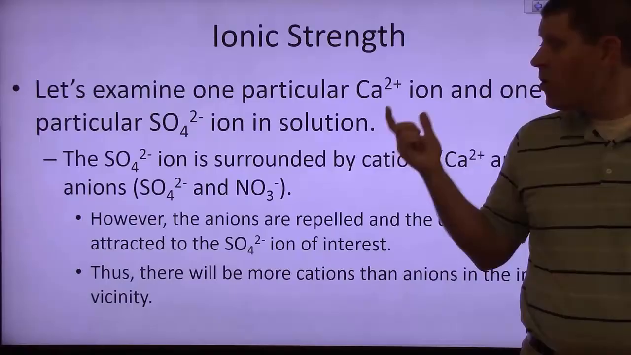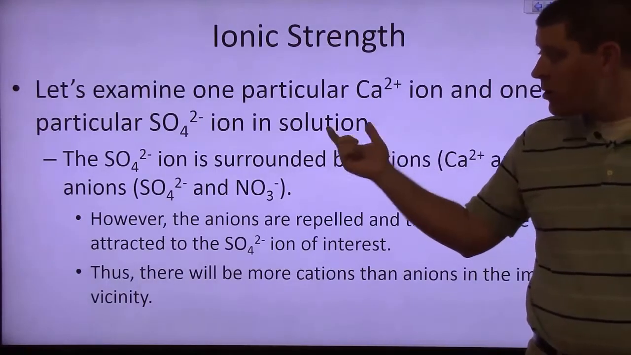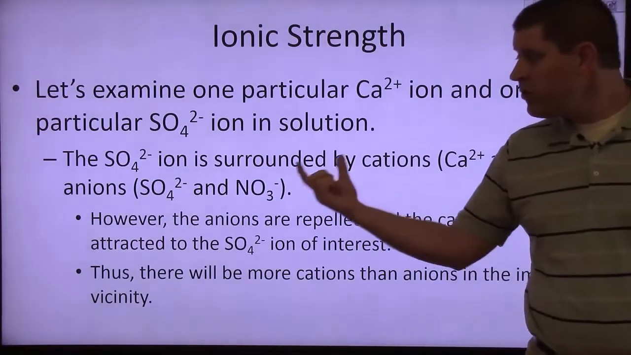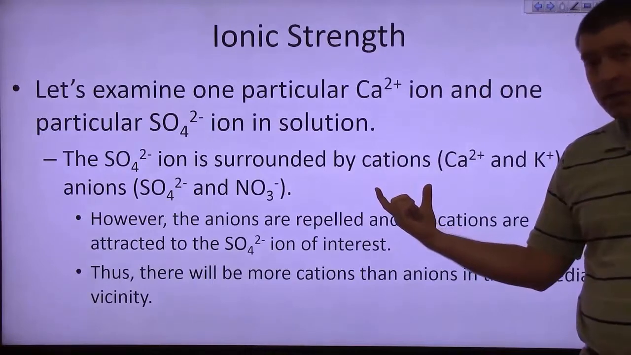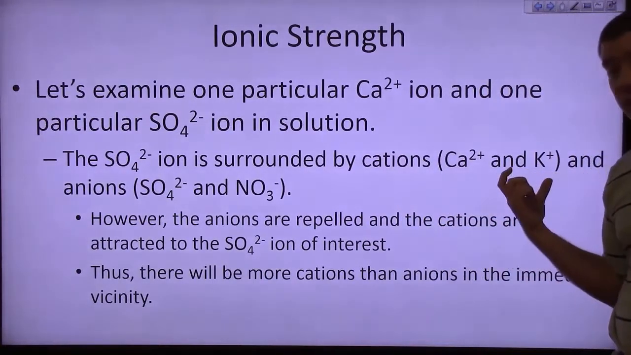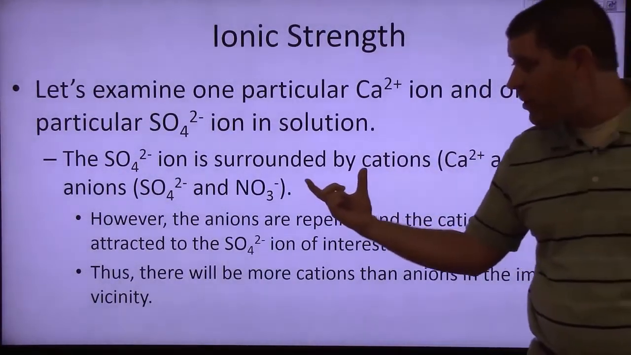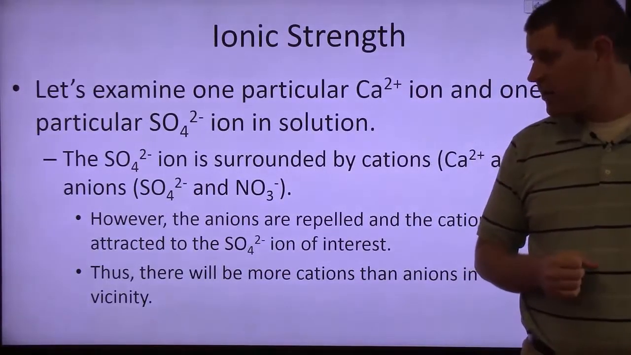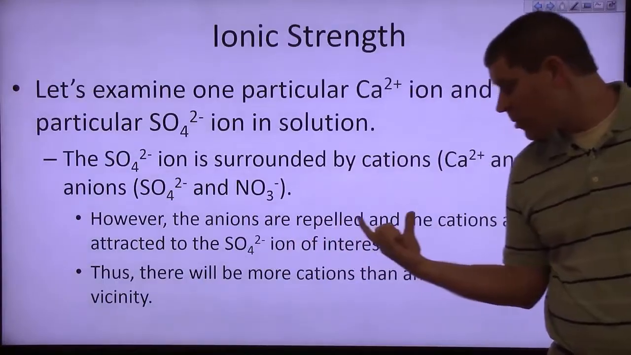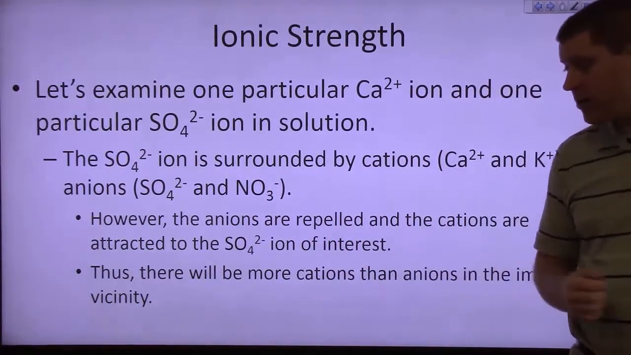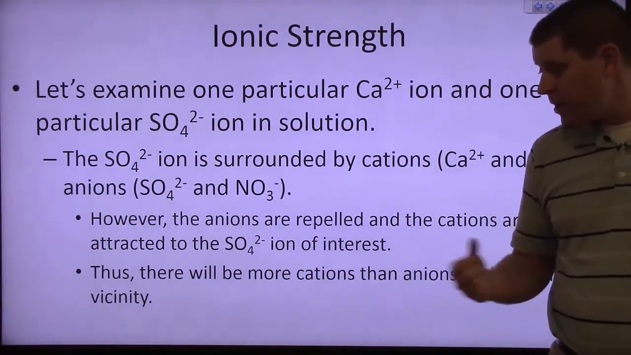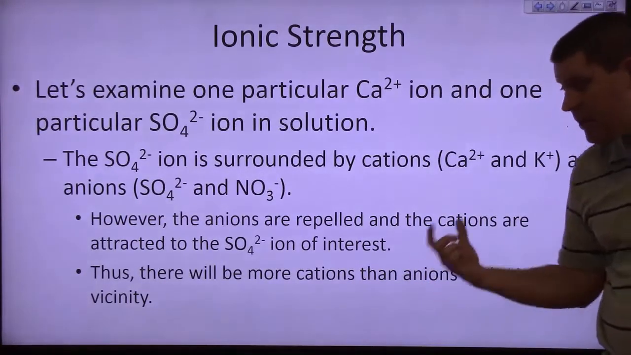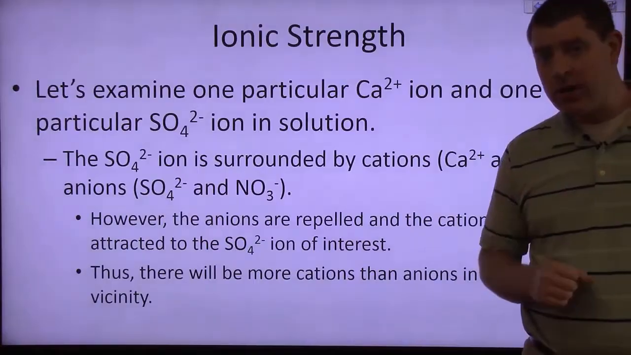Let's examine one particular calcium ion and one particular sulfate ion in solution. The sulfate ion is surrounded by cations, the calcium and potassium ions, and it's also surrounded by some anions, other sulfate ions and nitrate ions. However, the anions are repelled and the cations are attracted to our sulfate ion, and thus there will be more cations than anions in the immediate vicinity of our sulfate ion of interest.